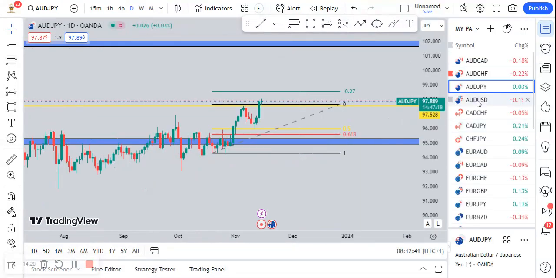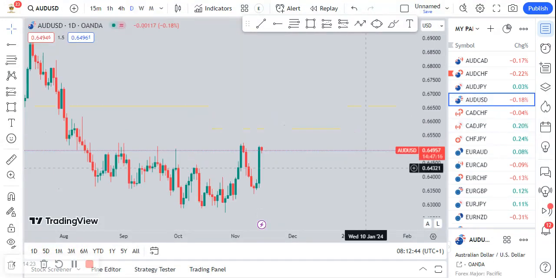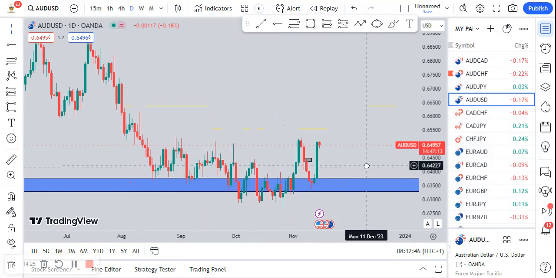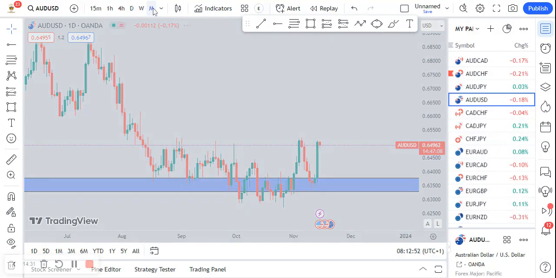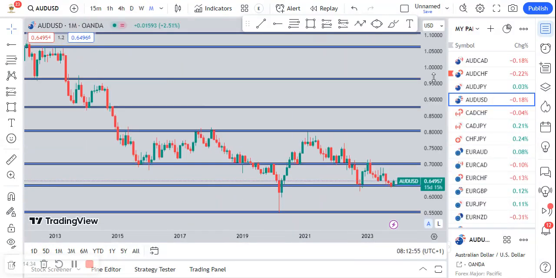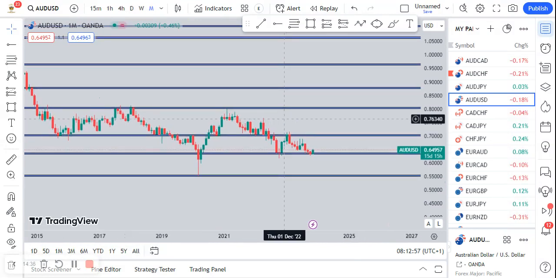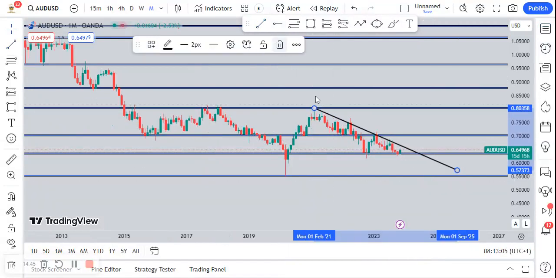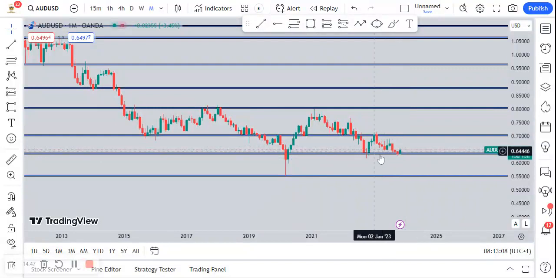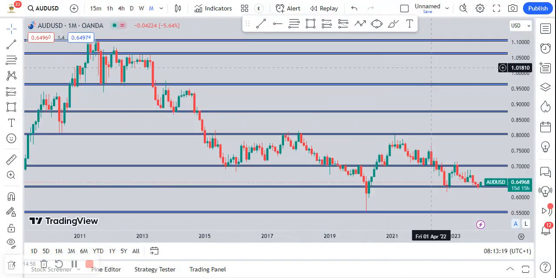The next pair is AUDUSD. On the monthly time frame, we are currently testing the monthly structure. Even if the overall direction is bearish, we are approaching the monthly demand zone, monthly support zone. So even though we are overall bearish, a push to the upside is expected from this pair.